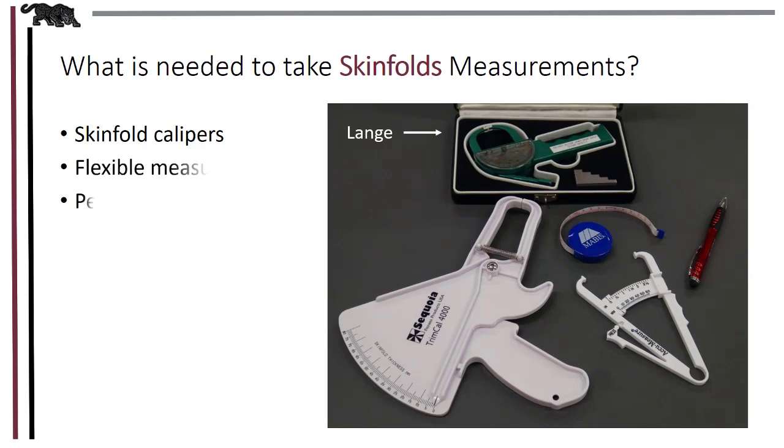And finally, you'll need a flexible measuring tape to help locate and mark the sites. It doesn't matter what kind of unit of measure this is. It doesn't even have to be a measuring tape. It can be a shoelace or a string, you'll see in the tutorial. You'll also need a pen that can write on skin.